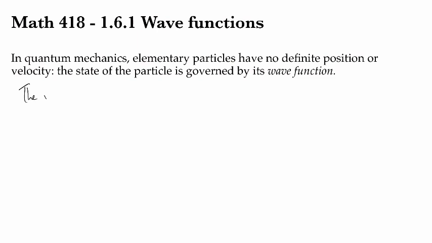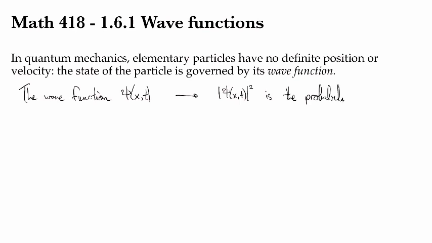So if the wave function, we call it psi of x, t, then the idea is that if we look at the square of its magnitude, then this gives us the probability density. The probability density function for the distribution of where we might find this guy.